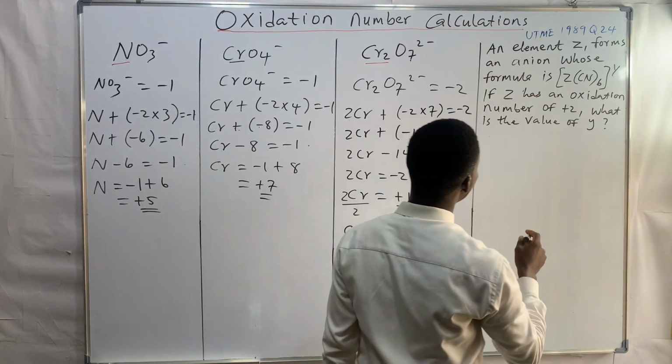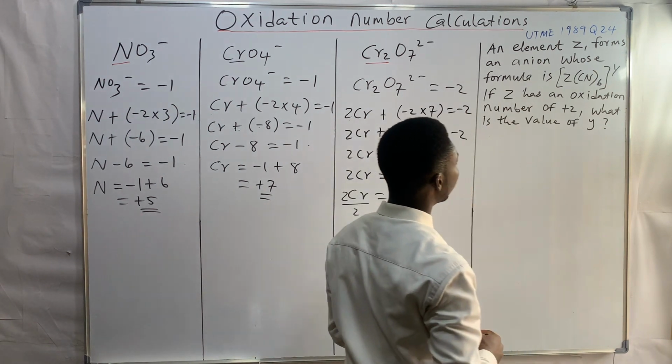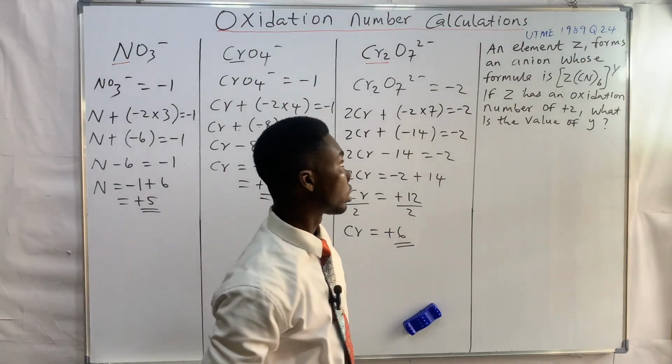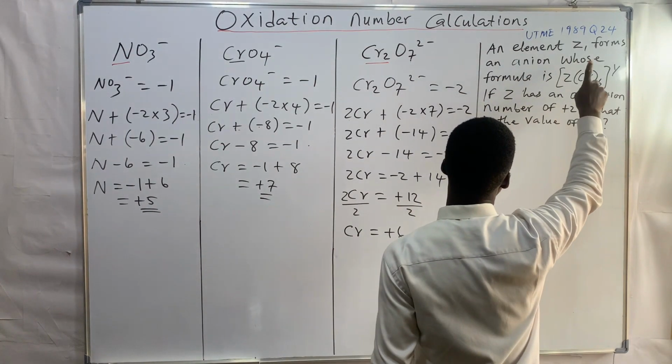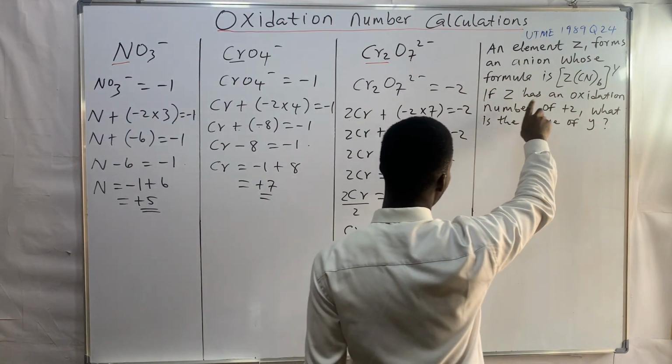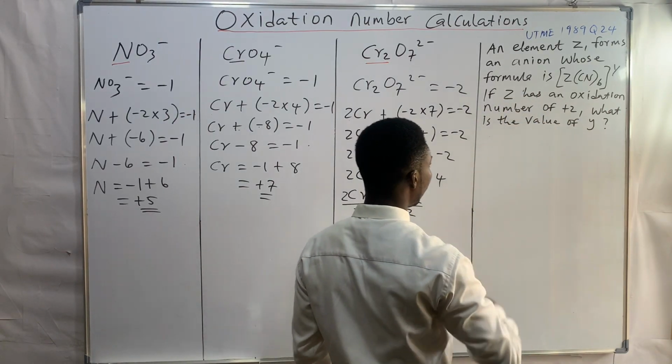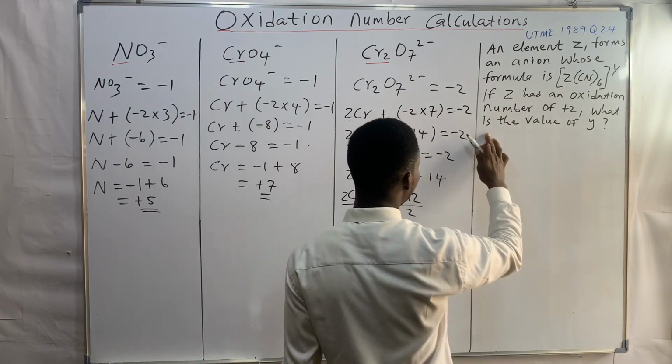Now let's quickly take a look at this. This is a UTME question, 1989, question number 24. This particular question was asked. It says an element Z forms an anion whose formula is this. If Z has an oxidation number of +2, what is the value of Y? How do we solve this question?